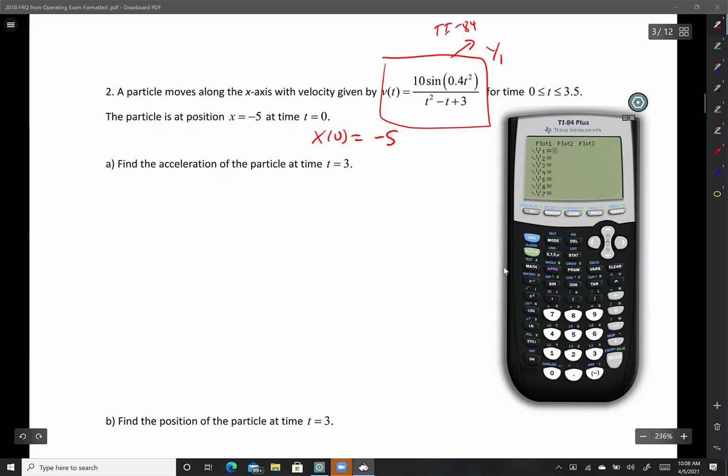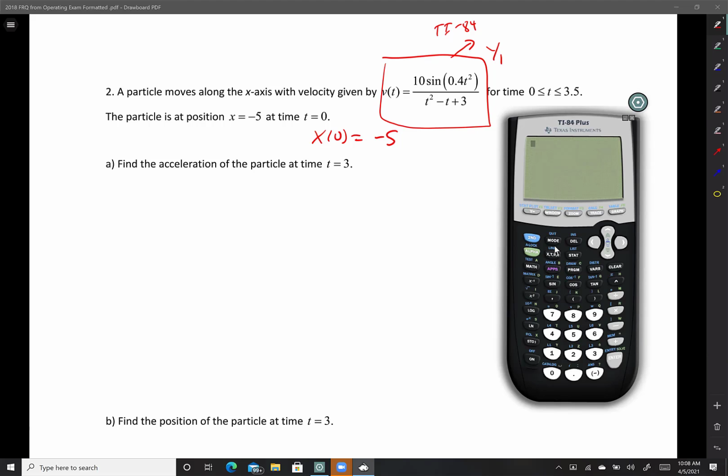So here we go. Y1, I'm going to go alpha y equals to get the little fraction thingy. And I'm going to type that in: 10 sine 0.4 x squared, close, and on the bottom, I'll put x squared minus x plus 3. I don't see any mistakes. I think I'm good. Second quit.